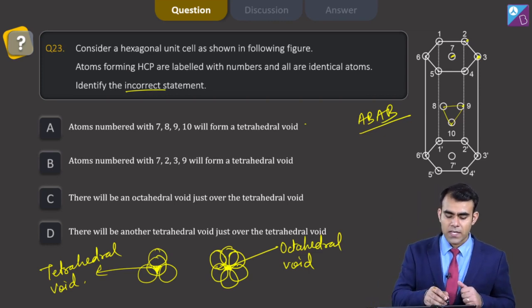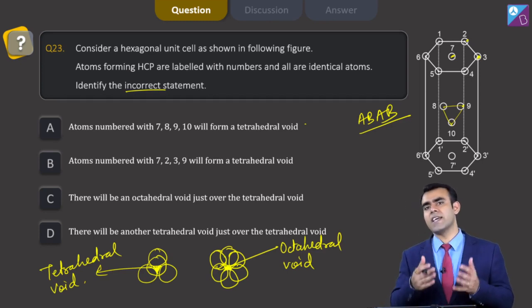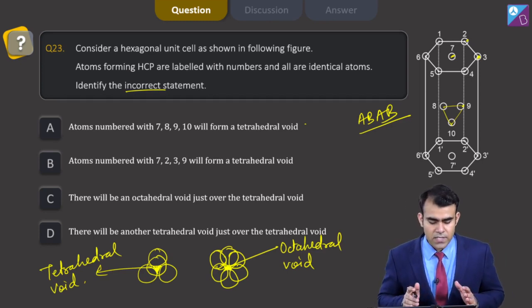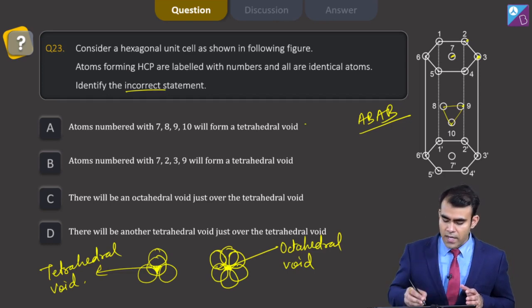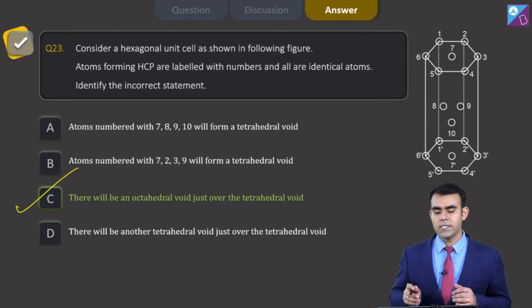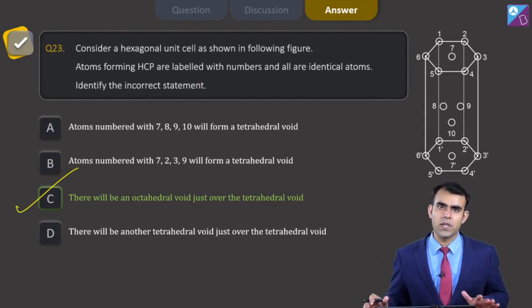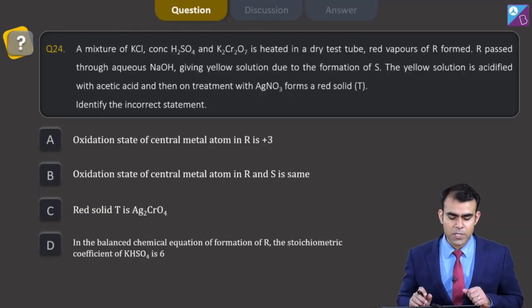And the last statement is there will be another tetrahedral void just over the tetrahedral void. Yes, this statement is correct. So here the incorrect statement is only C. So my answer here is option number C. Next we will see question number 24. So here we have question number 24.